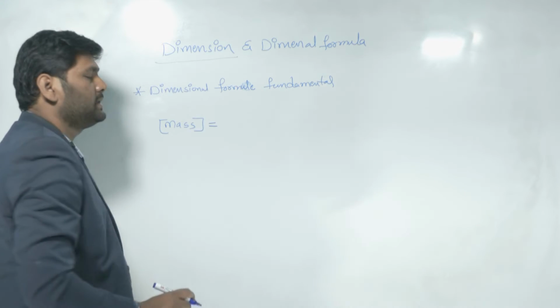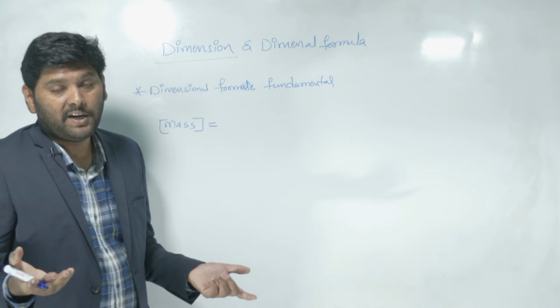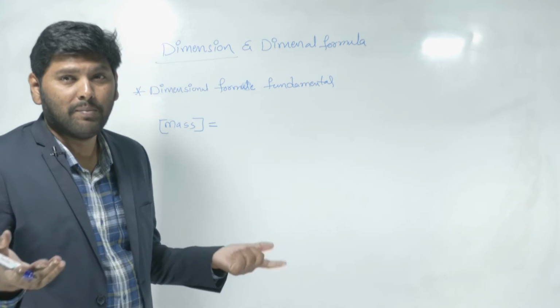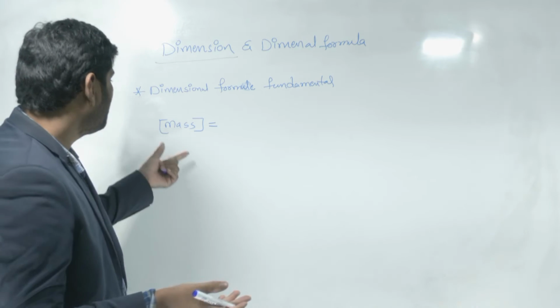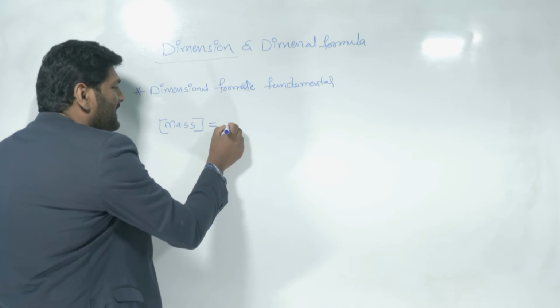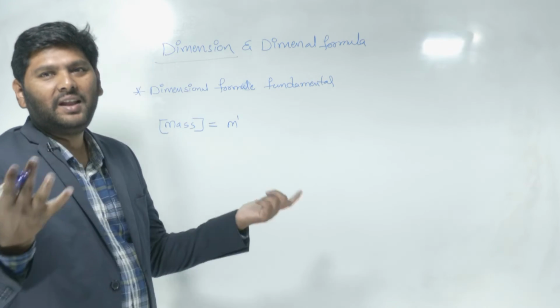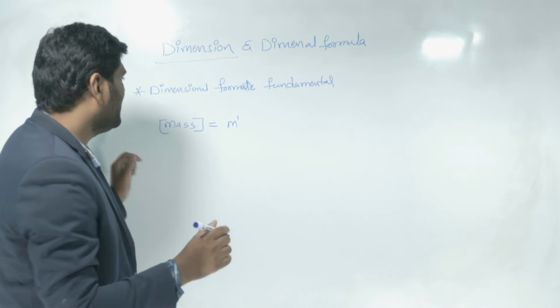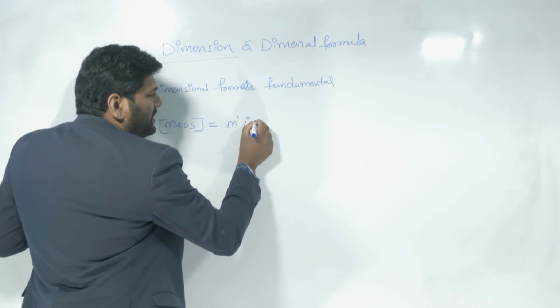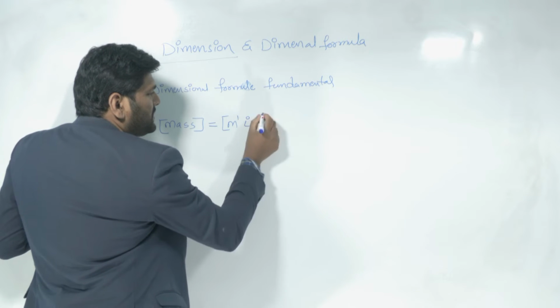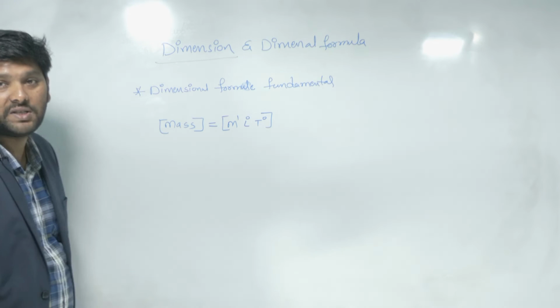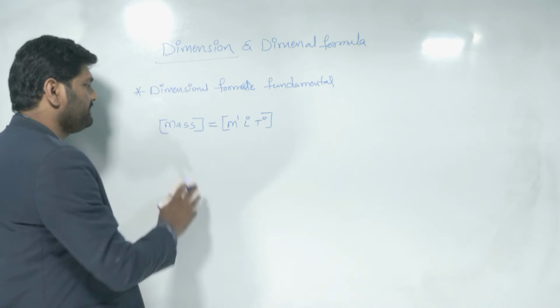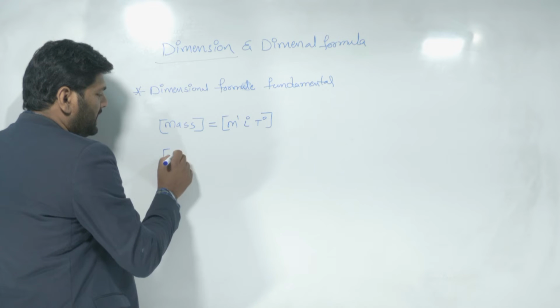So here, in mass, only mass contribution is present, right? So mass power 1, and for the remaining fundamental quantities the contribution is 0. So you can write L power 0, T power 0. So this is your dimensional formula for mass. And in a similar way, length.